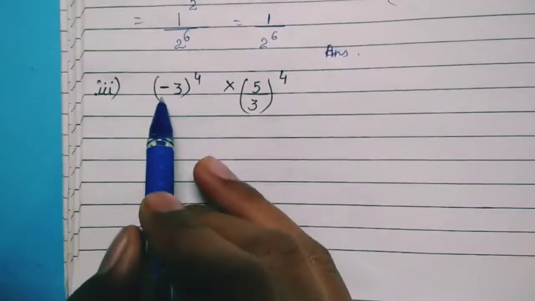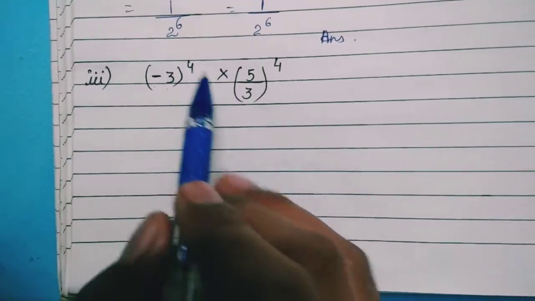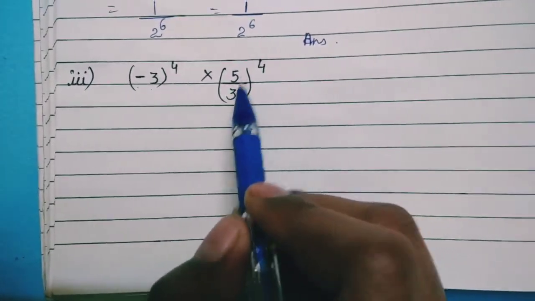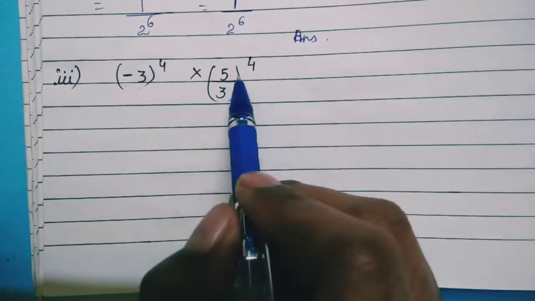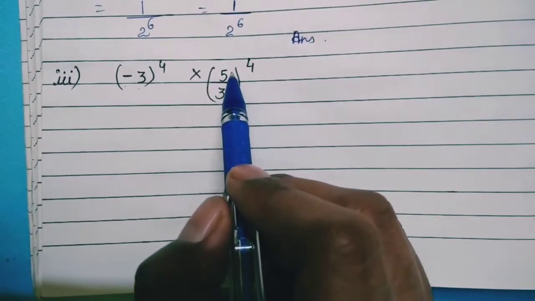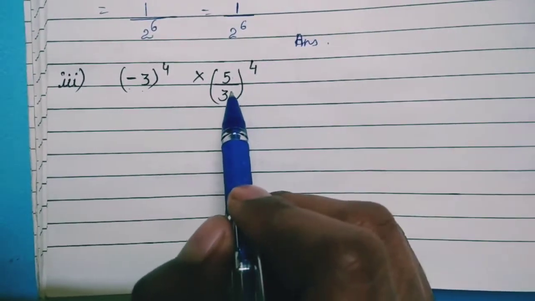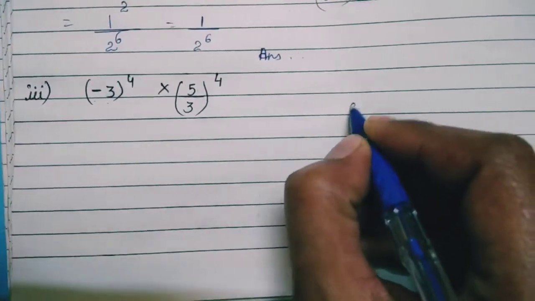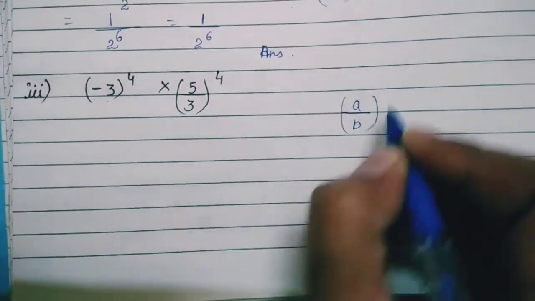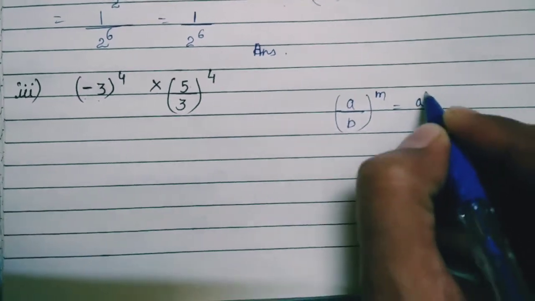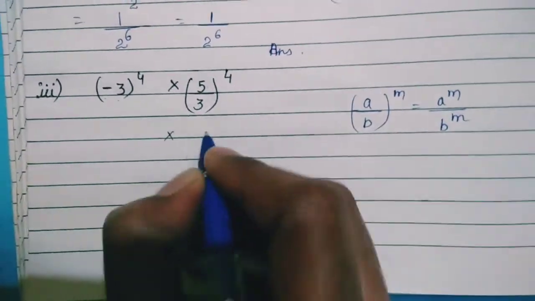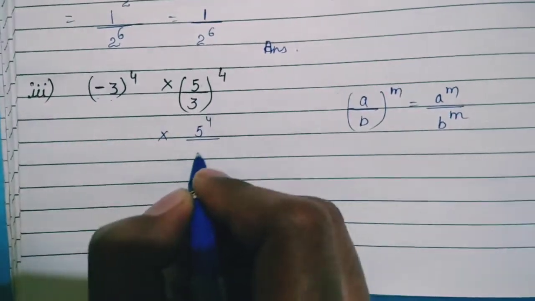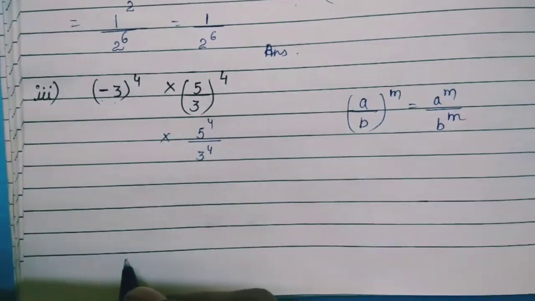The third one is minus 3 raised to the power 4 multiplied by 5 by 3 whole raised to the power 4. So simply we will open the bracket. This 4 will go near to 5 in the power as well as in the 3. So identity a by b whole power m gives a raised to the power m and b raised to the power m. So here 5 raised to the power 4 and 3 raised to the power 4.